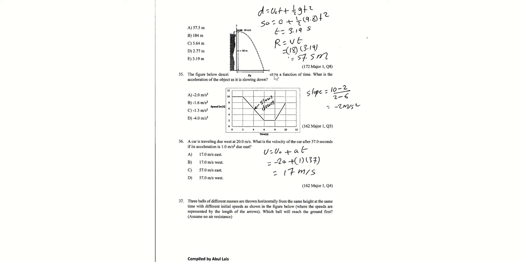Now, if I want to know the range, which is where the ball will hit the ground, just use r equals v times t. This v is the horizontal velocity, which is 18 meters per second, multiplied by 3.19 seconds. That gives you the range, which is 57.8 meters.